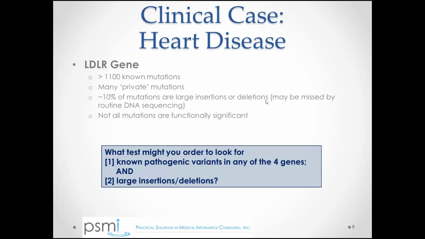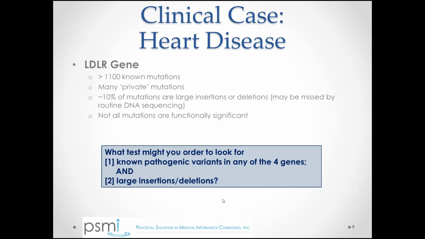So here it is. We suspect that this patient has familial hypercholesterolemia. We suspect, therefore, that he's got some type of mutation in one of these 4 genes. Statistically, most likely, he's going to have a mutation in the LDL receptor gene, but we know that that gene has private mutations. We know that 10% of patients have variations that may be missed on next-generation sequencing, and we know that not all mutations are functionally significant.